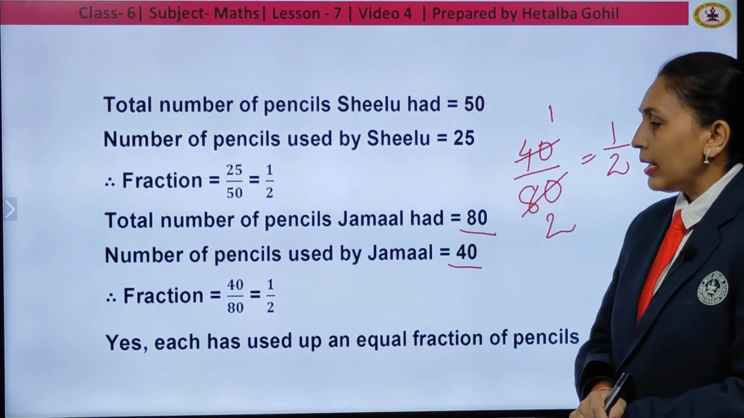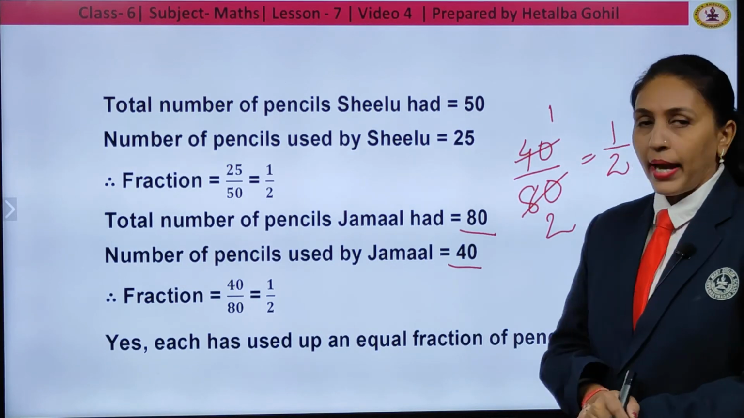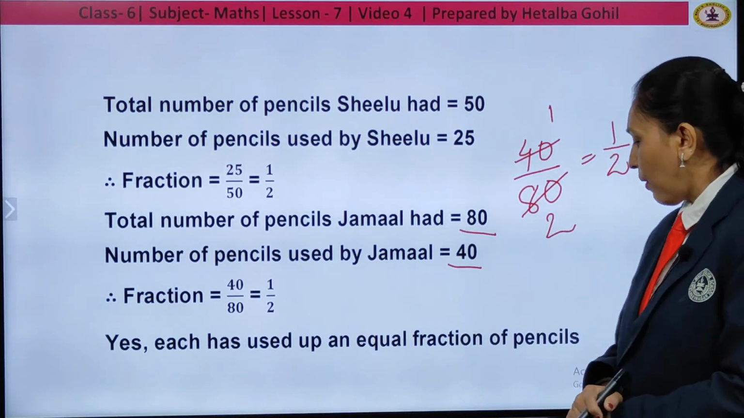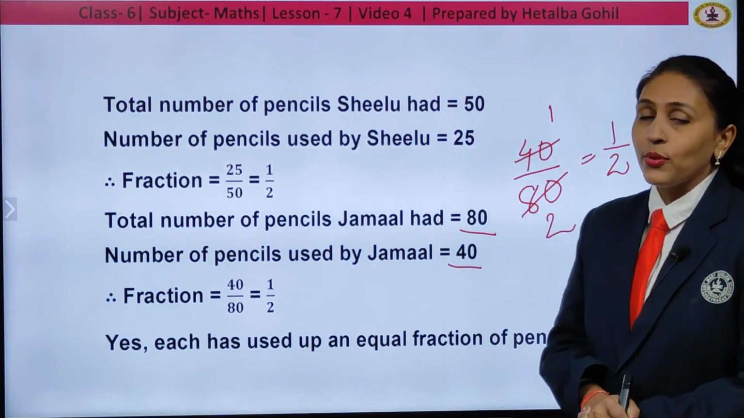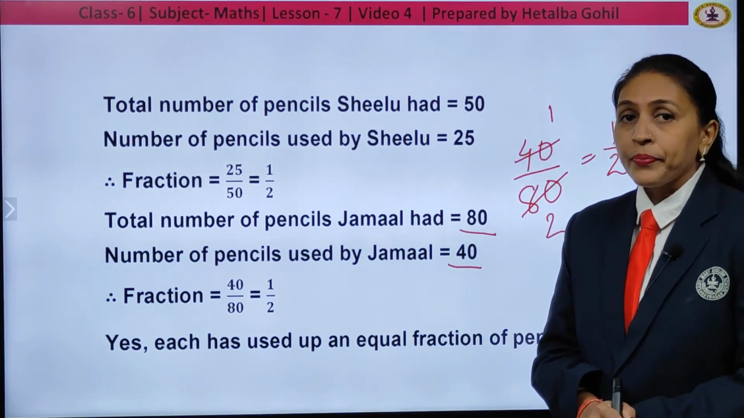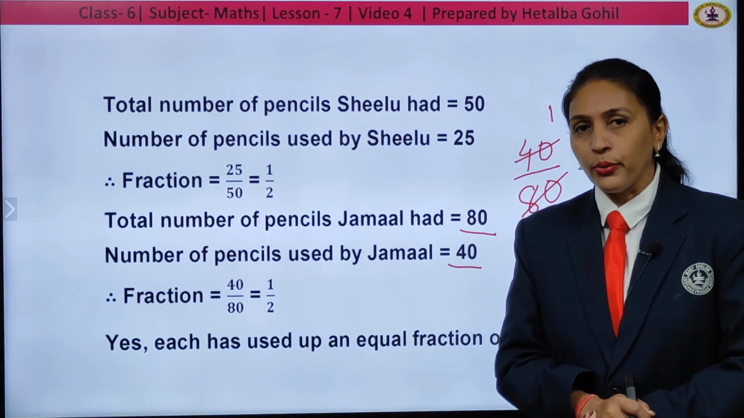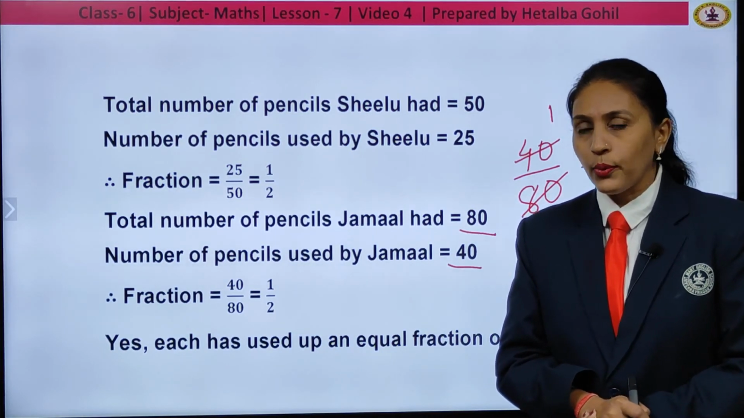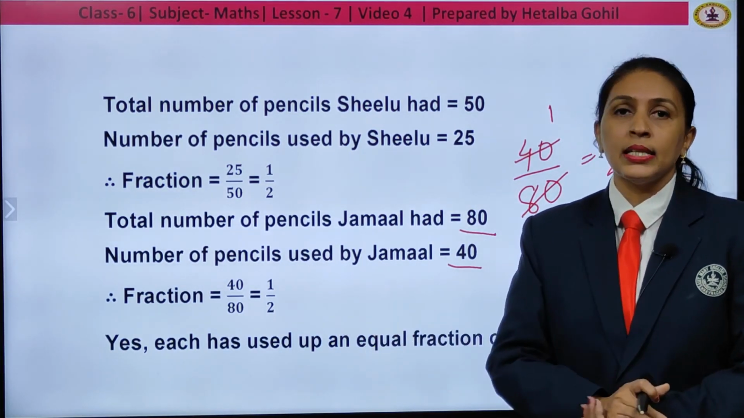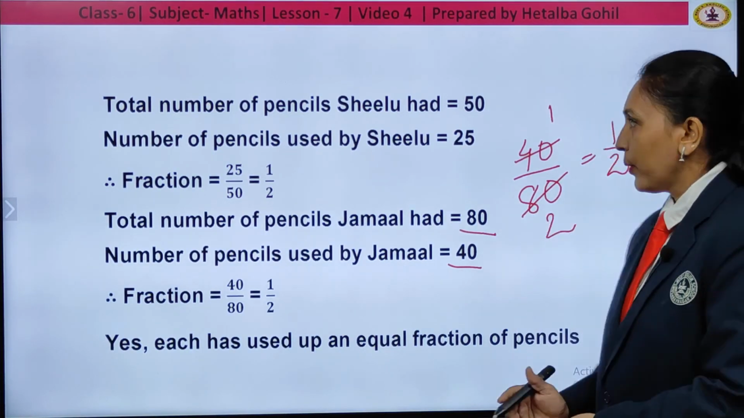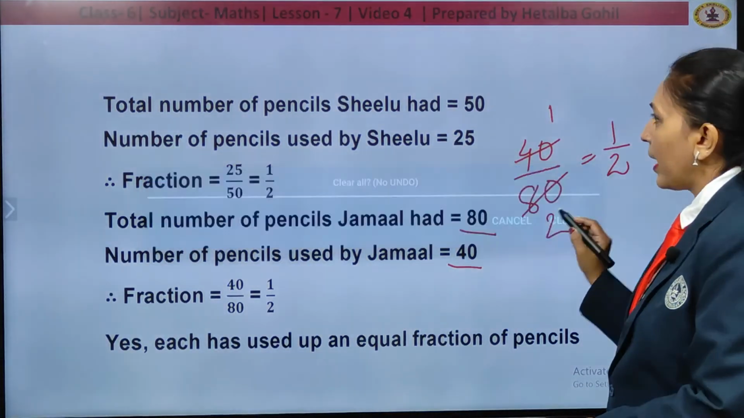That means children, each one has used up an equal fraction of the pencils. Okay, so that was our question, that we have to check whether each one had used the equal fraction or not. Yes, all used equally, that is half of the pencils they were having. Okay, so let us see what we have next with us.